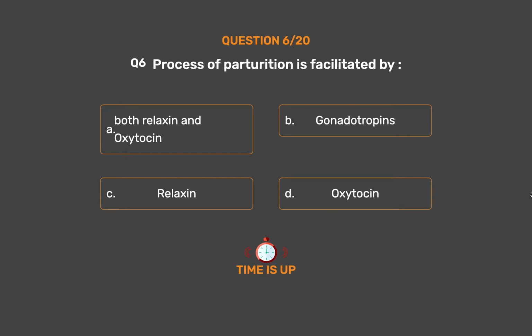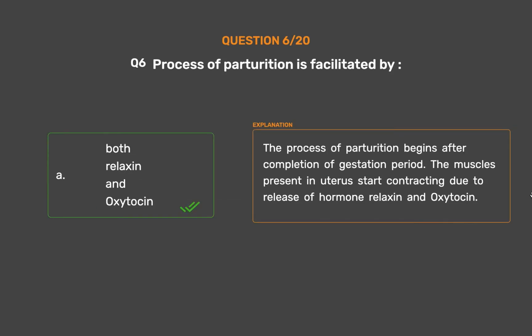The correct answer is option A. Both relaxin and oxytocin. The process of parturition begins after completion of the gestation period. The muscles present in the uterus start contracting due to release of hormones relaxin and oxytocin.